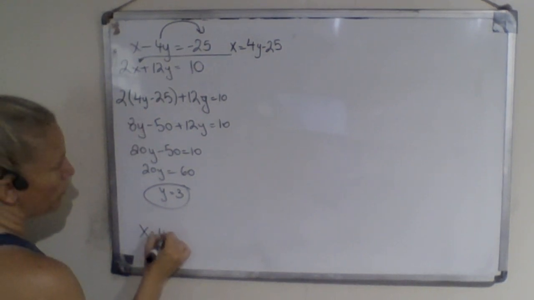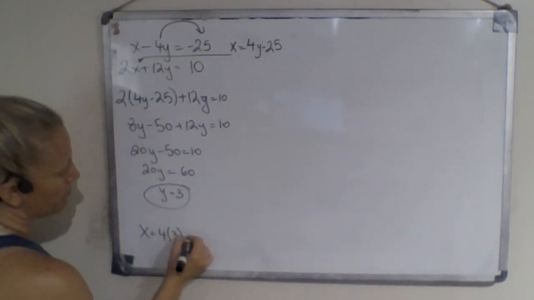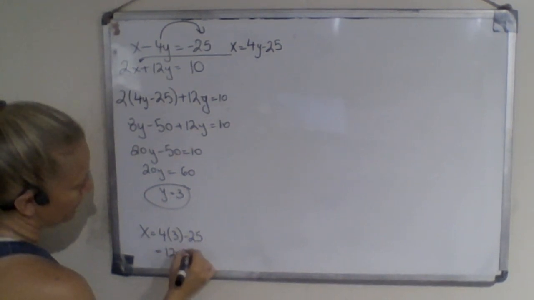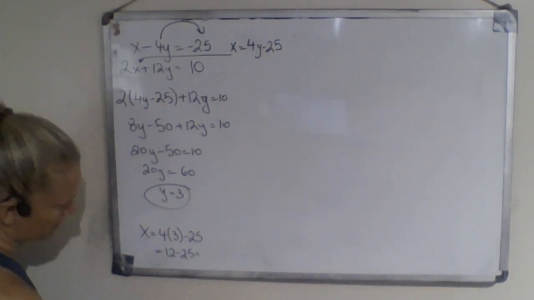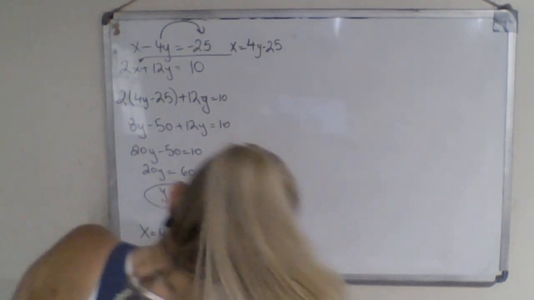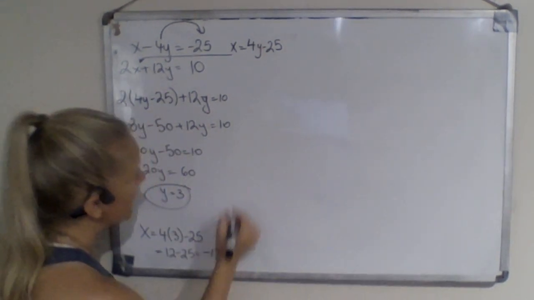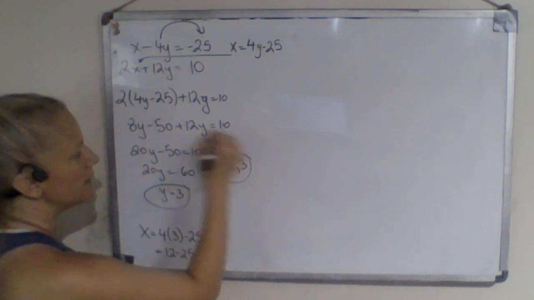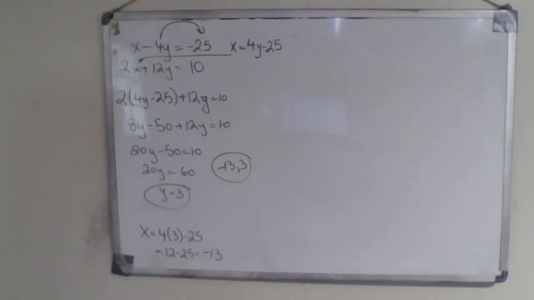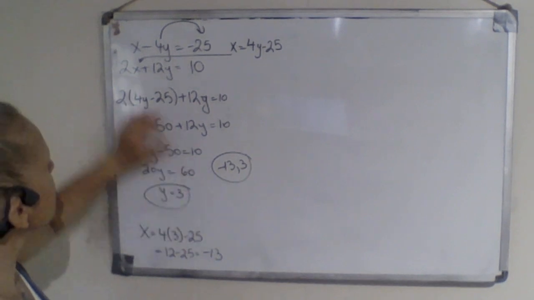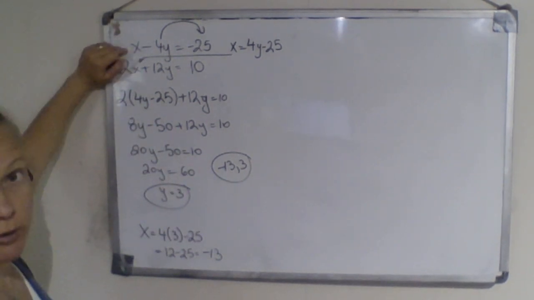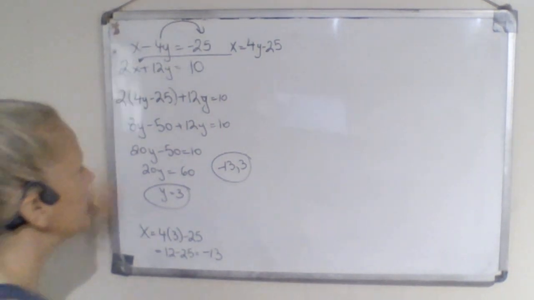X equals 4 times 3 minus 25, or 12 minus 25, which gives me, I should work on this and get the right answer, negative 13. So my solution is negative 13 and 3. And this is how you do it, by substitution. In order to use substitution, one of your variables in one of your equations should not have a coefficient, or its coefficient should be 1.